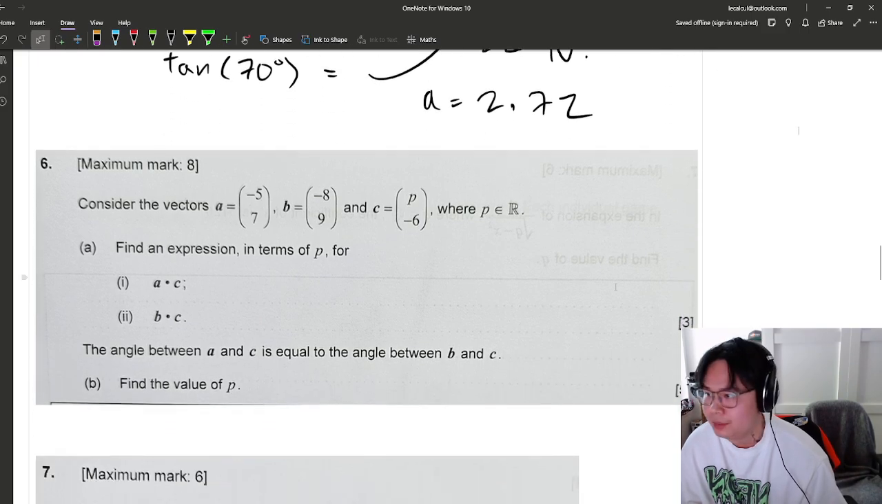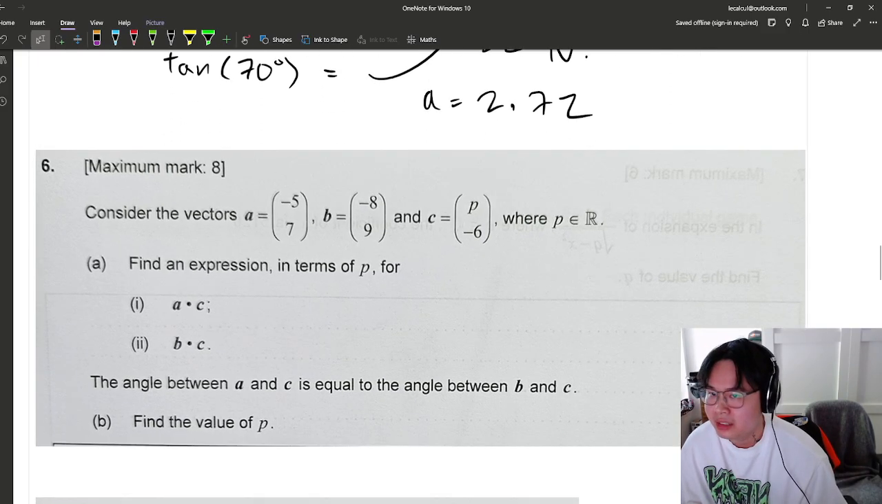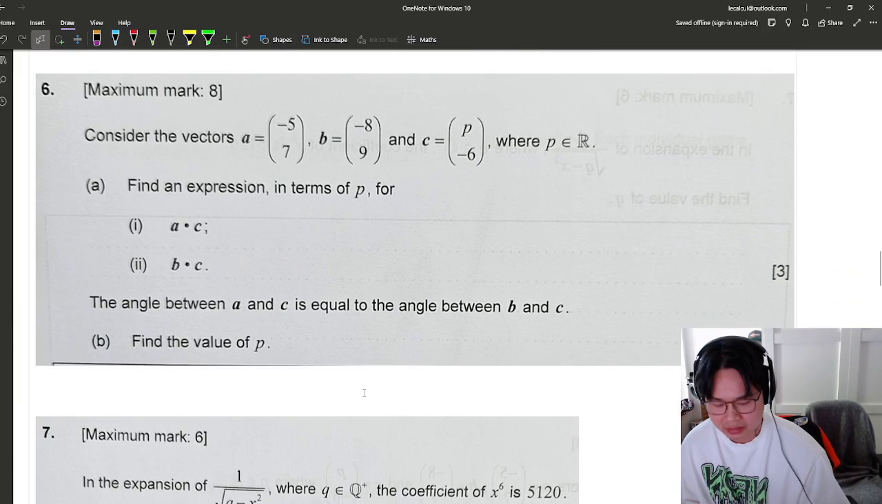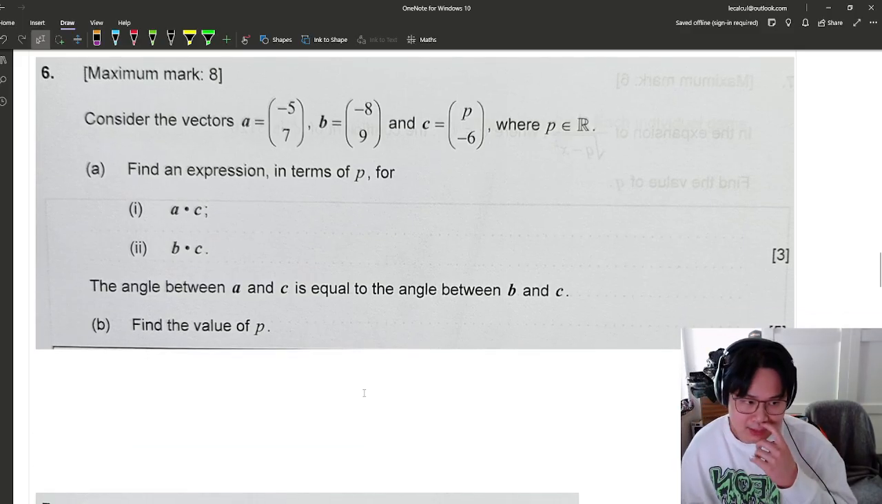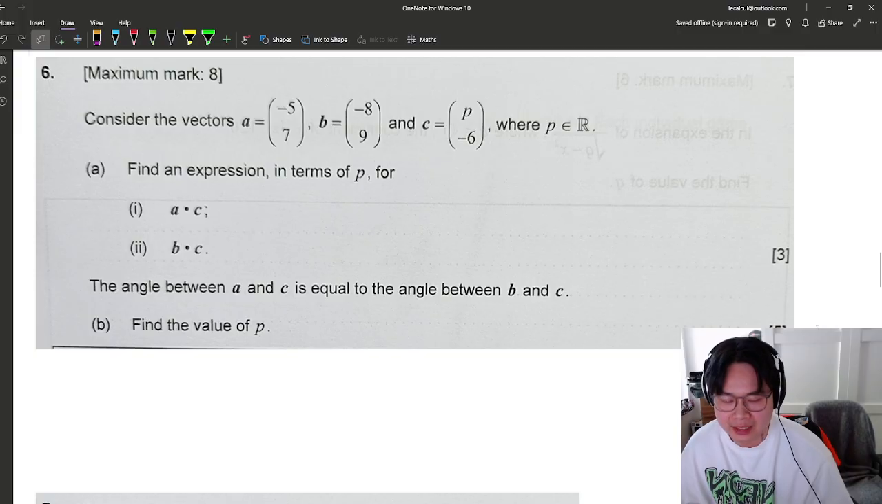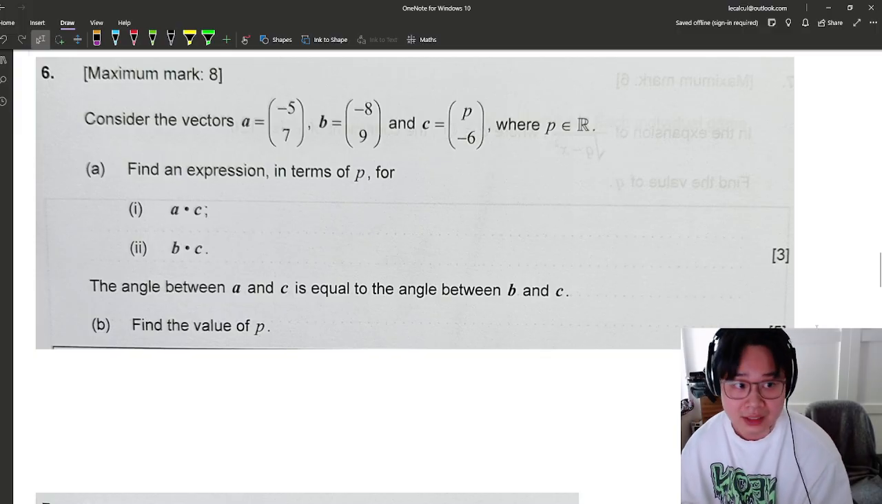How's my time? 40 minutes. I'm on question 8 or 6. Each question is an average of like 6 marks. 6 times 6 is 36, so I'm like 4 minutes behind. Probably because I tried to explain that variance thing.